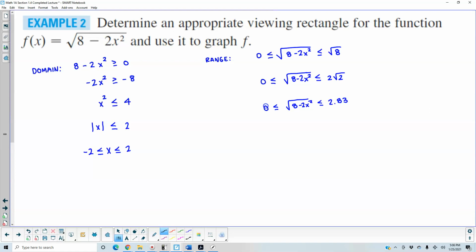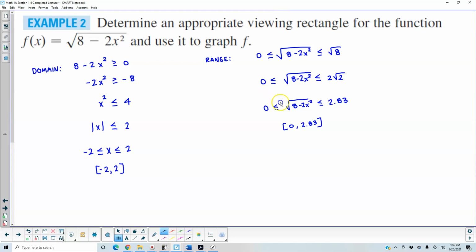So what we can see here is that the domain becomes bracket negative 2 comma 2 bracket. So that's our x minimum and our x maximum. And then over here we have 0 and 2.83.